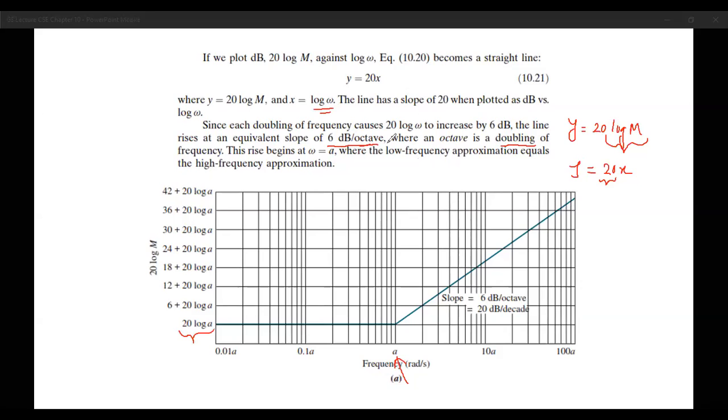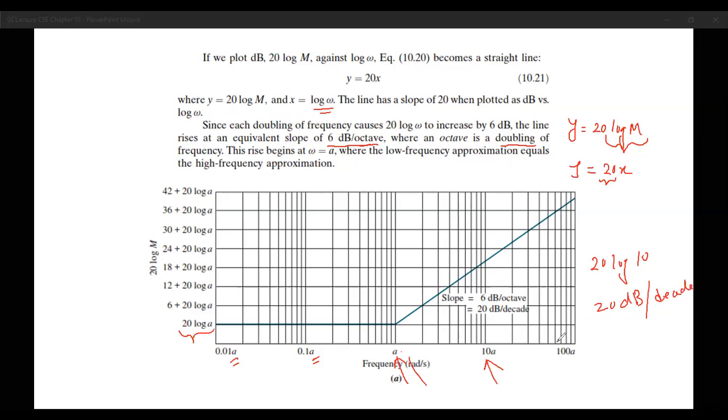But that is not convenient for us, because our semi-log graph is changing with a frequency factor of 10. Since it is a normalized curve, we always have A here: 0.01A, 0.1A, A, 10A, 100A. We want to know how the magnitude changes for a change of frequency of 10 times. So 20 log 10, and log 10 is 1, so 20 decibel per decade.